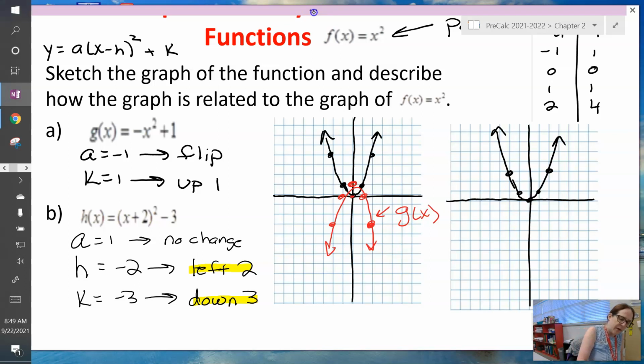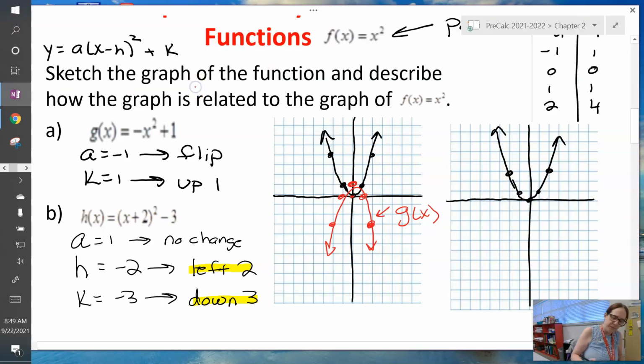All right, so now let's take the points of our parent function, and we're going to shift each one of them left by 2 and down 3. So left 2, 1, 2, down 3, 1, 2, 3. That's this point. Now this point, go left 2, down 3. 1, 2, 3. Go left 2, down 3. Go left 2, down 3. Left 2, down 3. So here's h of x. Right through there.